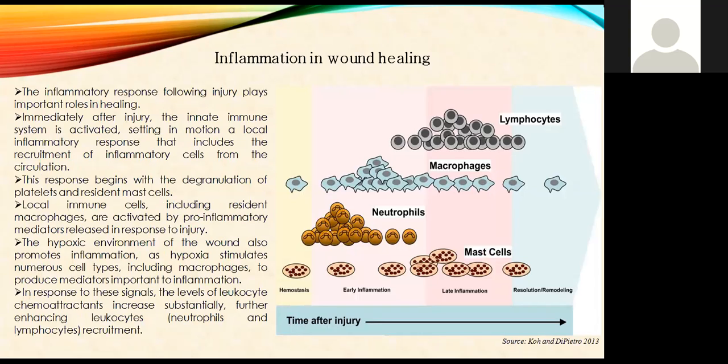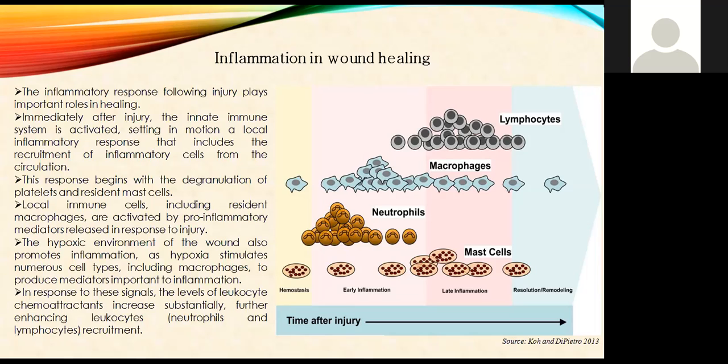And now, how is inflammation involved in wound healing? What is the normal procedure? Inflammation also plays an important role in healing. Immediately after the injury, the innate immune system is activated and initiates an inflammatory response that includes the recruitment of inflammatory cells like neutrophils, mast cells, macrophages, and lymphocytes to the wound area.